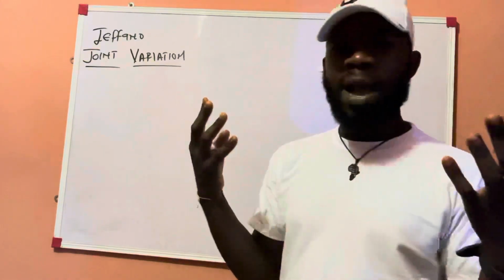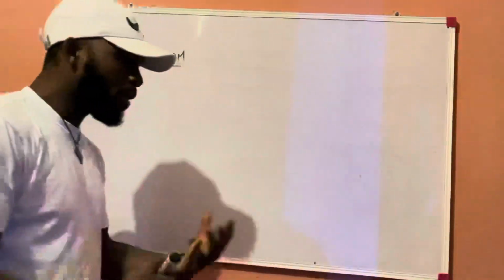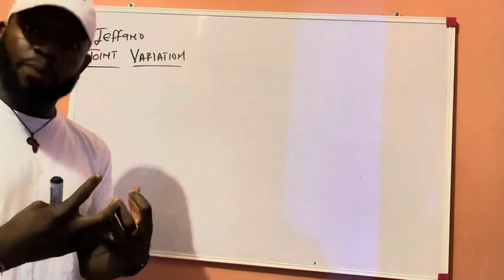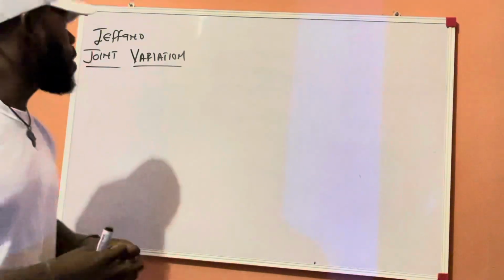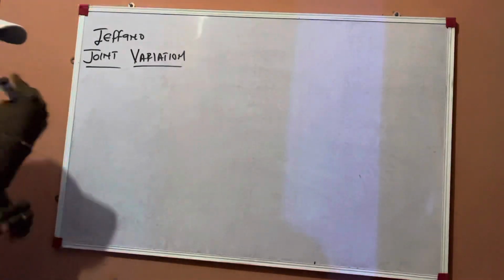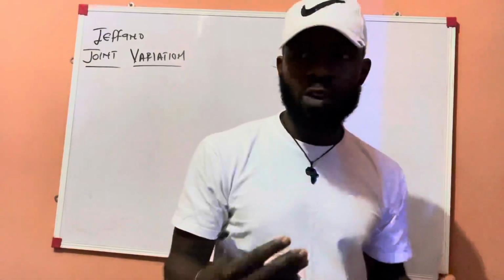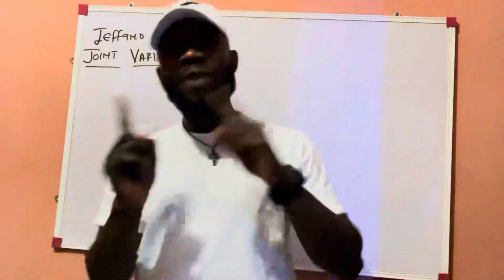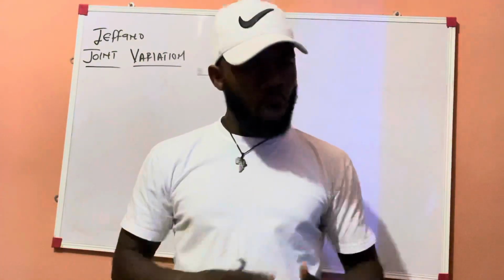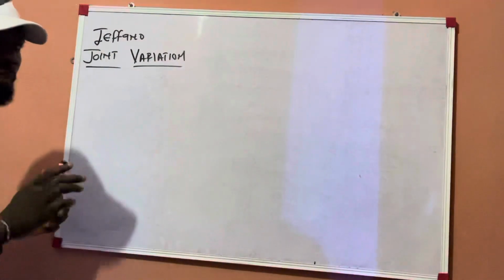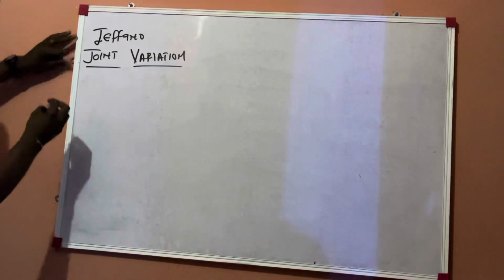Now, what comes to your mind when you hear joint variation? From the word joint, it means where two or more things come together, where they meet, the meeting point, the point of intersection. Joint variation talks about two or more variables that could be directly or inversely joined or connected to each other. It can take the following formats.